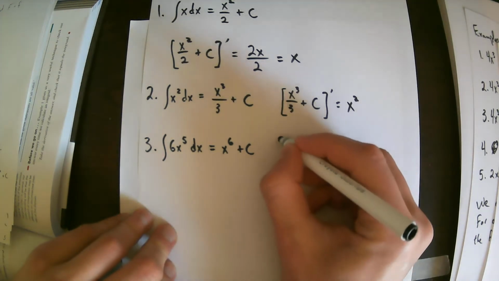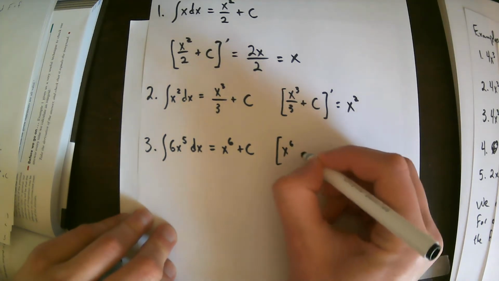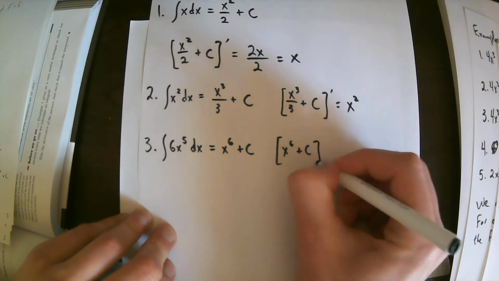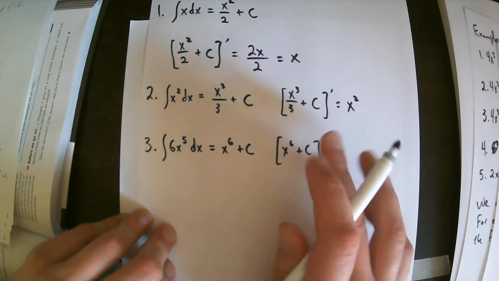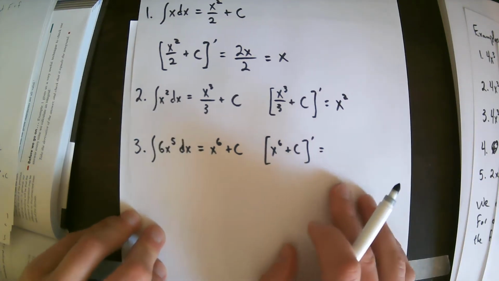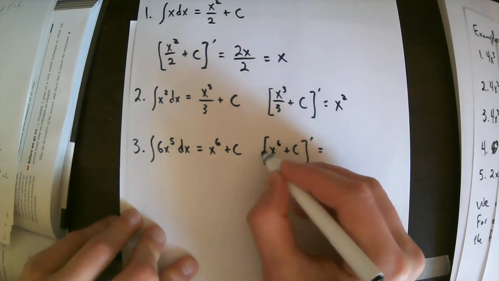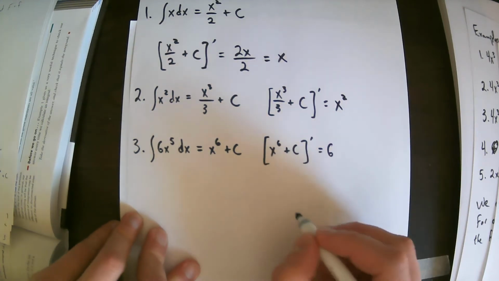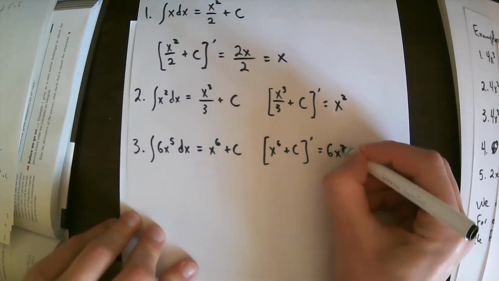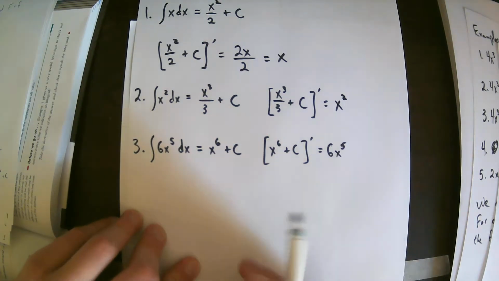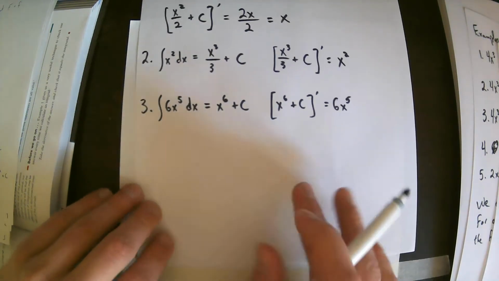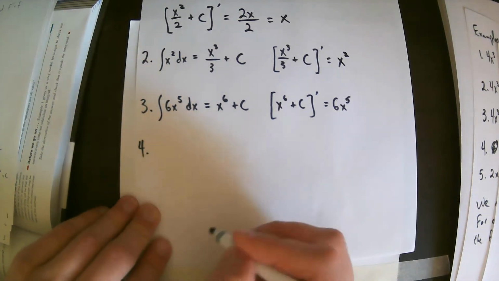Okay, so we take the derivative of x to the 6th plus c. C is just going to go away, right? So we can basically ignore it. Drop the 6 as a coefficient, take the exponent down by 1. Okay, so we get 6x to the 5th, which matches here. Let's do some more interesting ones now.